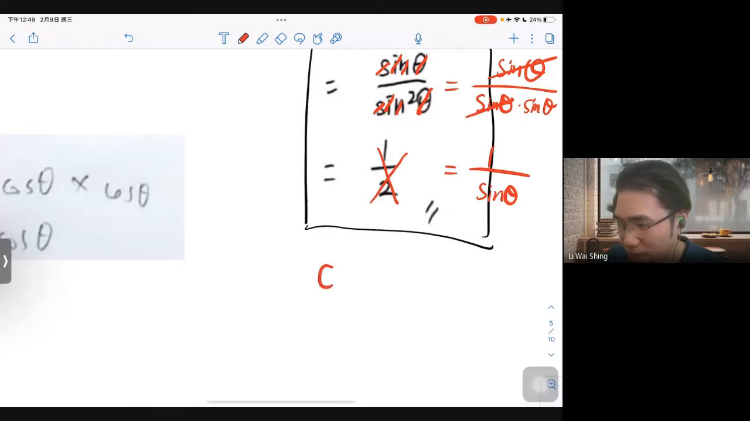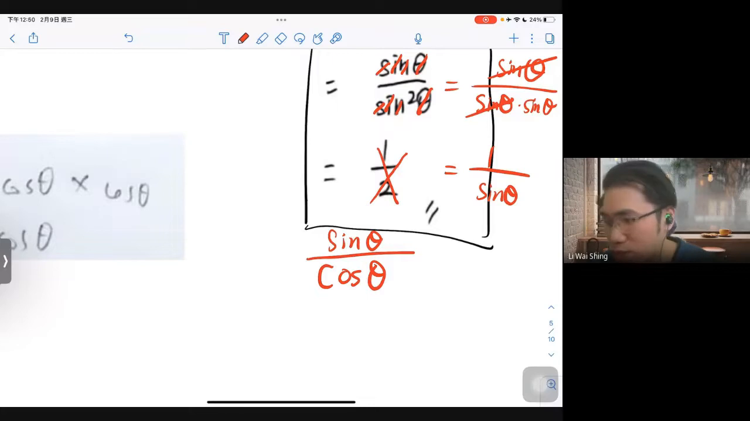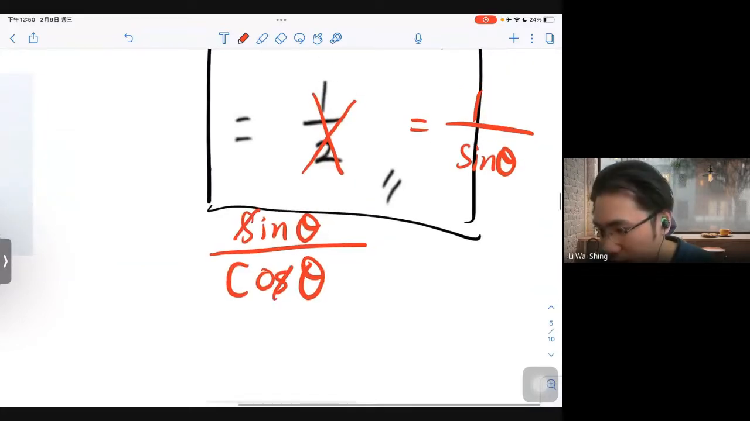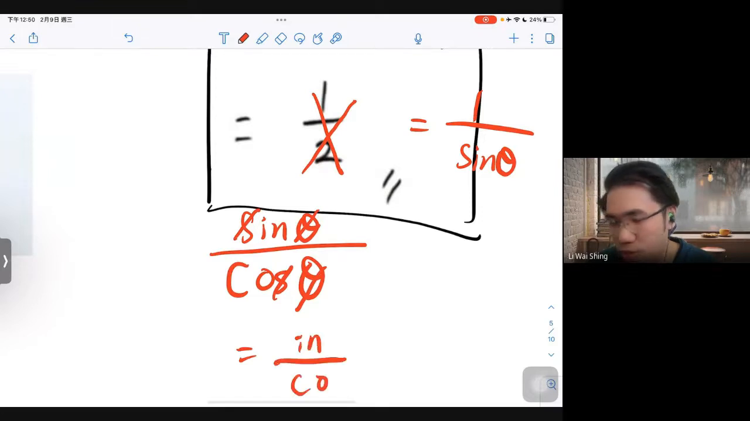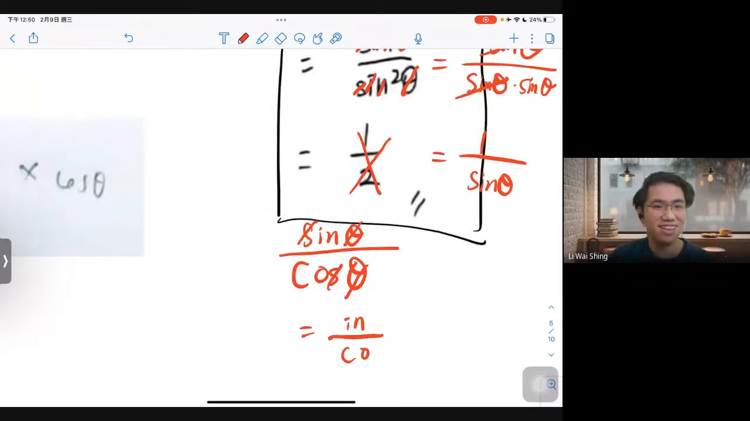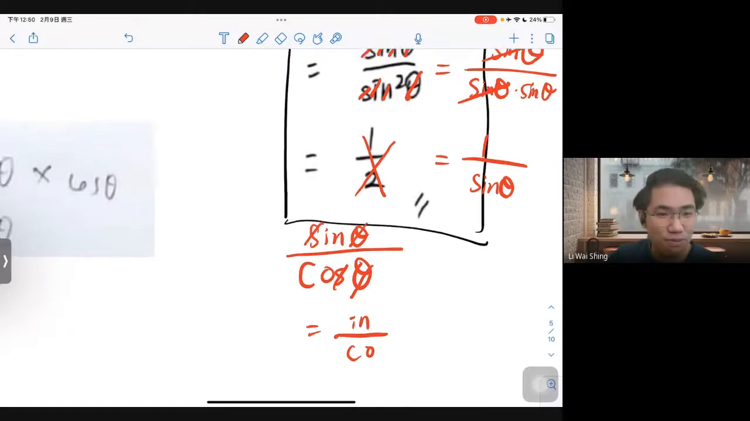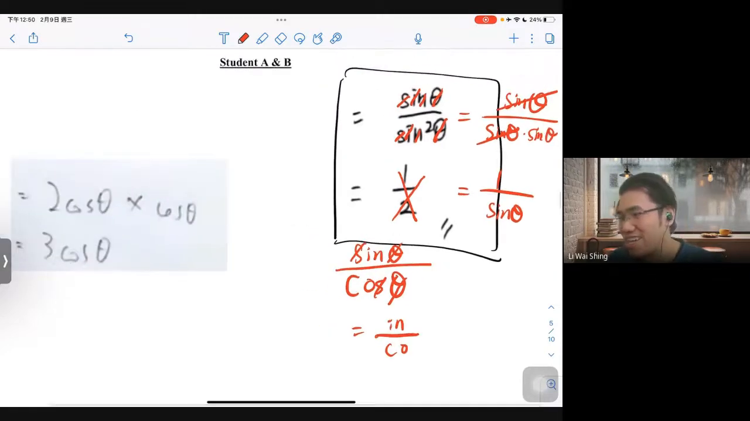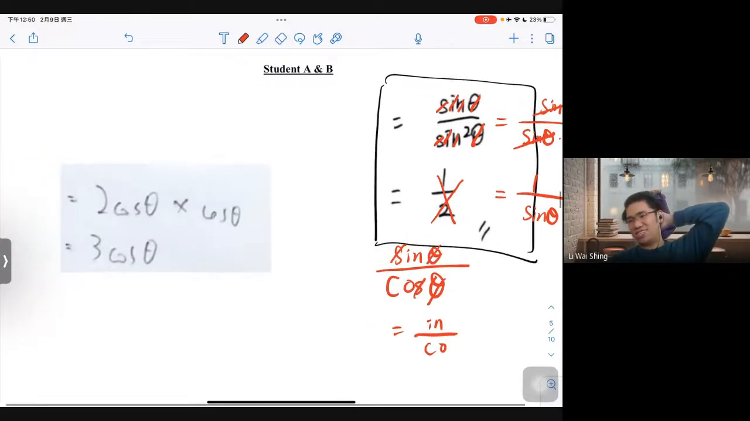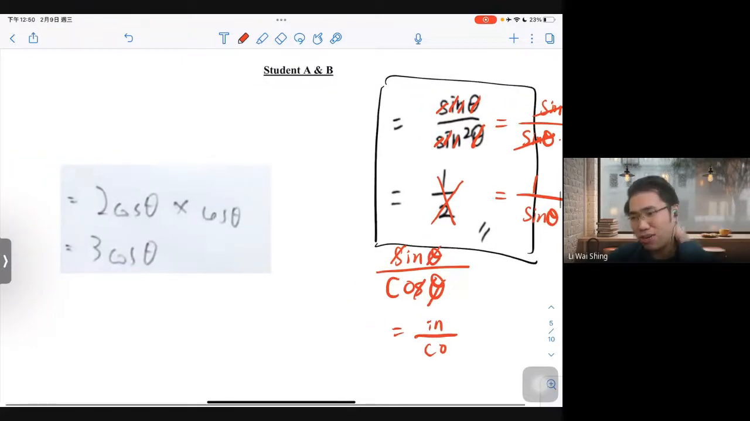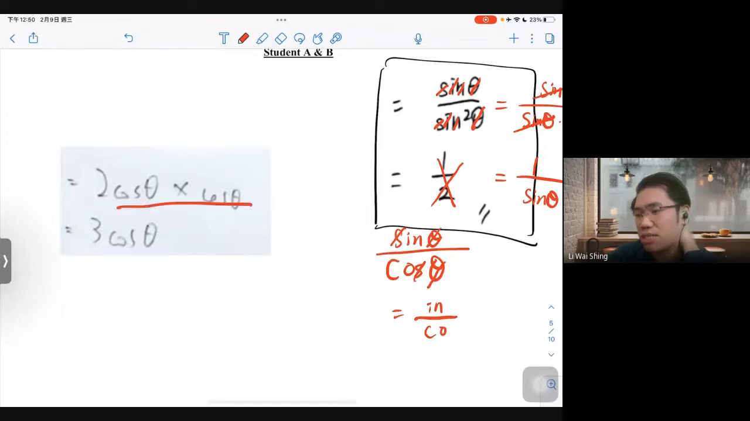So next time, cosine theta, sine theta over cosine theta. Let me guess what you will have. S 同 S 約，theta 同 theta 約。So you will have in over co, right? Okay, so don't do this kind of mistake, right? Okay, sine square theta is sine theta times sine theta. Not okay. You can't separate them into individual characters.